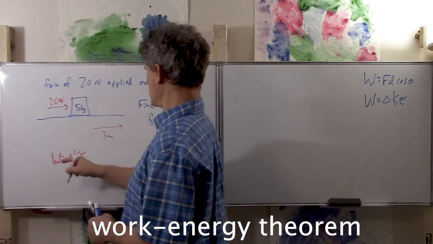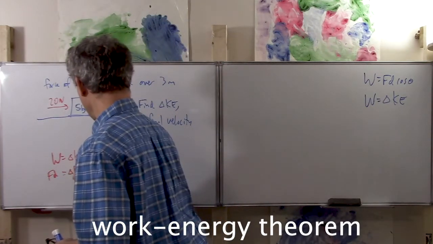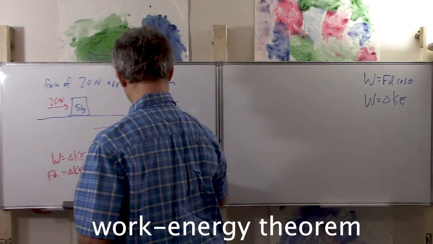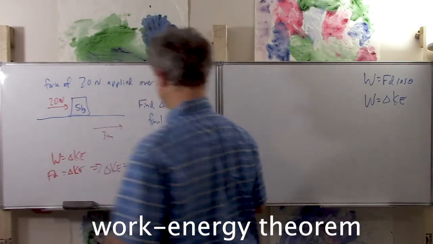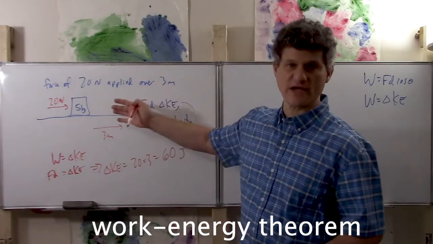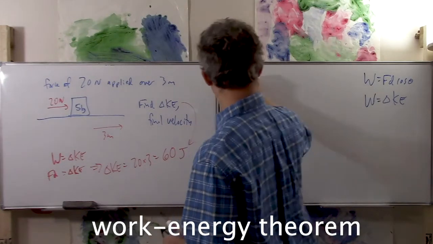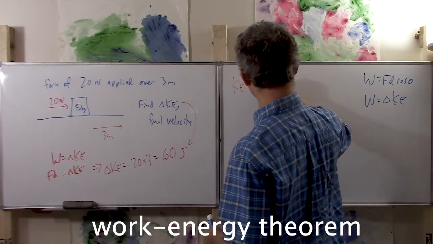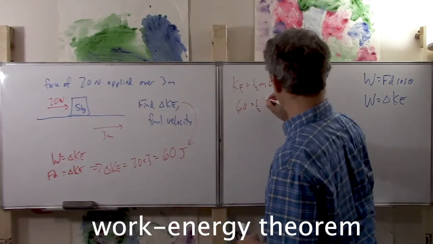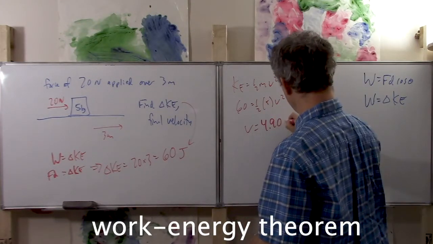All right, so what is work? Force times distance. In this case, theta equals 0, so it's just Fd equals change in kinetic energy. So change in kinetic energy equals 20 times 3, which is 60 joules. So that's the answer to the first part. Then, assuming it starts from rest, I didn't say that, but if it starts from rest, we can find the final velocity. So from KE equals 1/2 mv squared, KE is 60, 1/2 m is 5, and you get v is 4.90 meters per second.